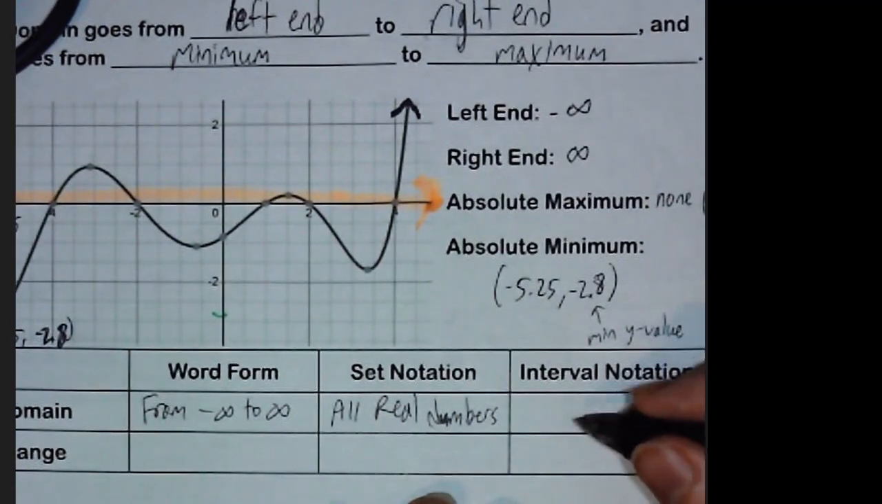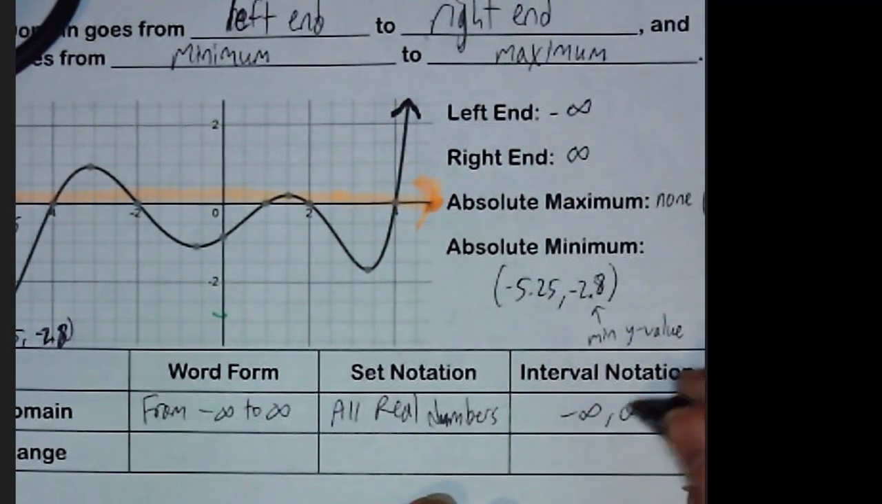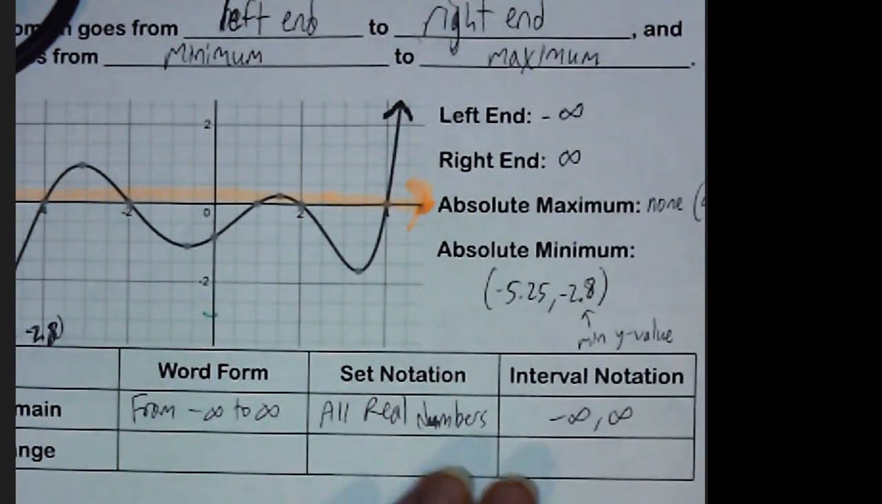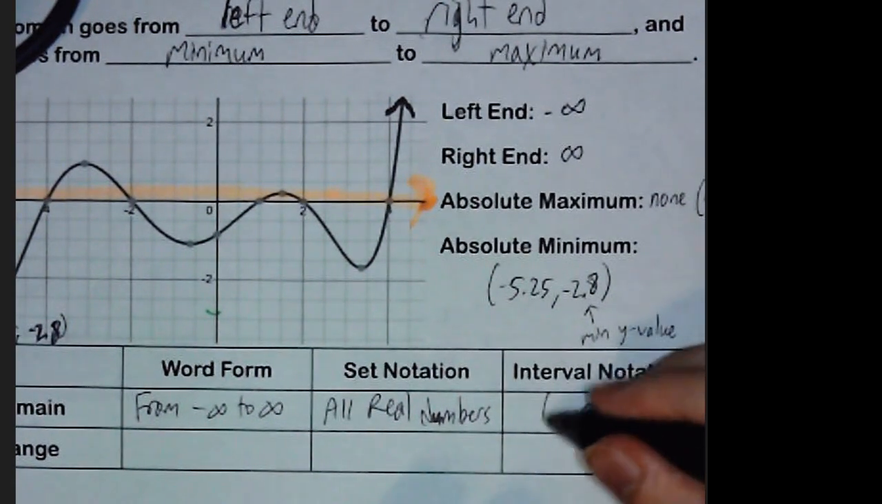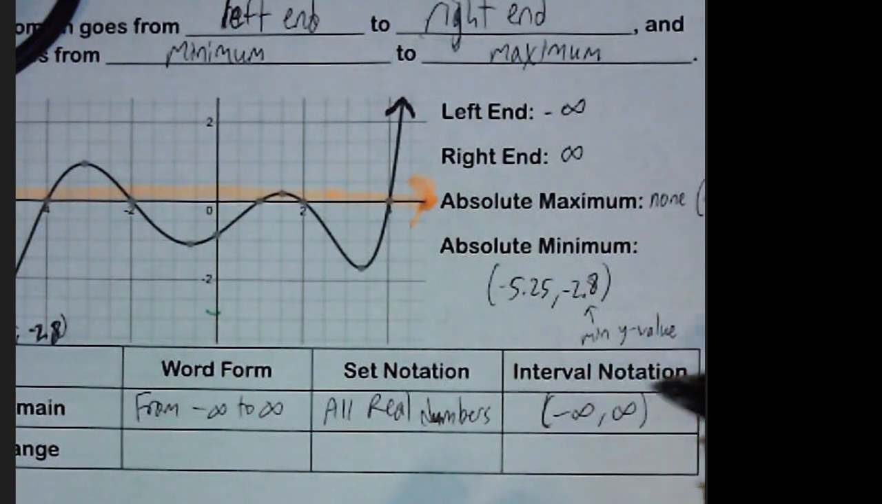Now the interval notation is boring, it's just negative infinity to positive infinity, but because they're infinities, we can't include either of them because they're not numbers. So we have to use parentheses. We can never put brackets on infinities, ever.